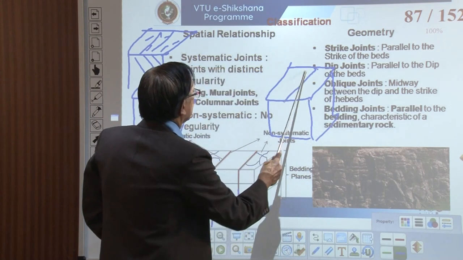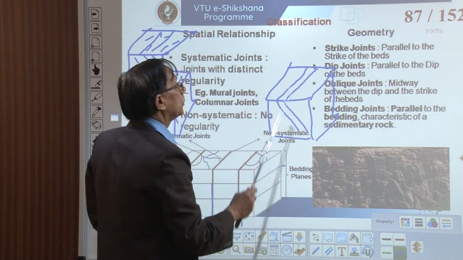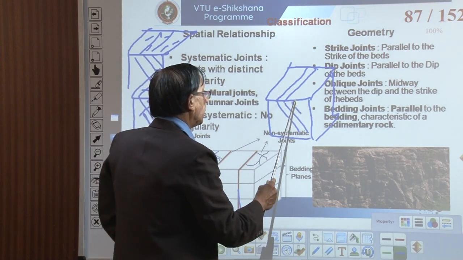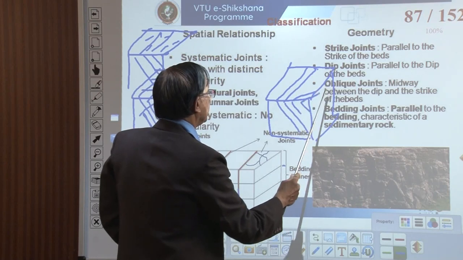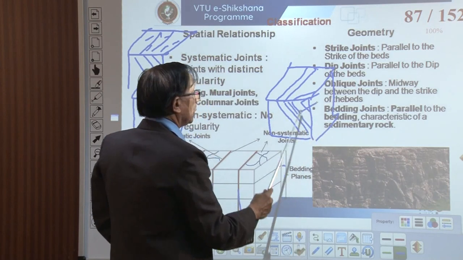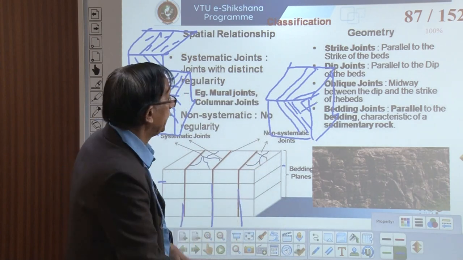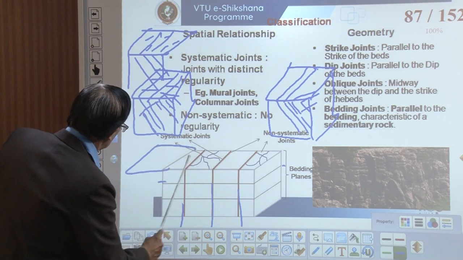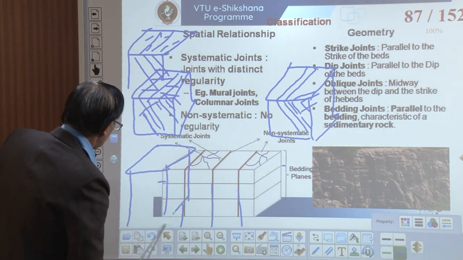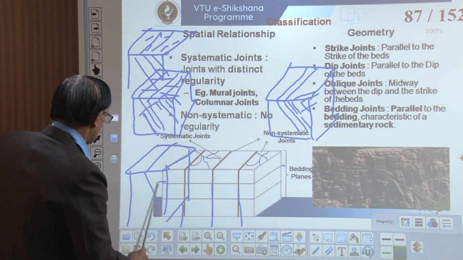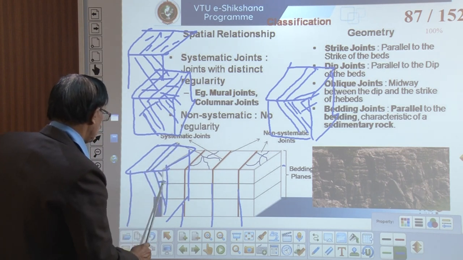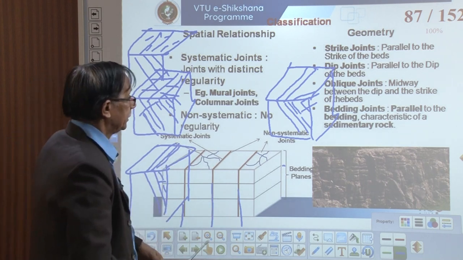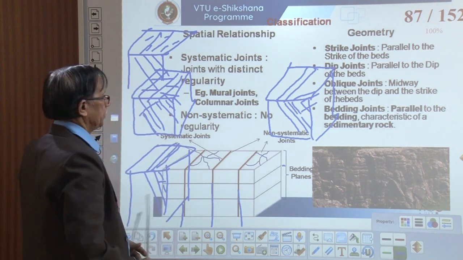What we mean to say is, if this is the strike of the bed, joints may be like this, they may be like this, they may be like this. They are not parallel to strike, only parallel to dip joints. But here this which I am showing is different. If this is the strike, there are certain joints which are parallel, and the strikes are also parallel to strike. Then these are different types of joints.